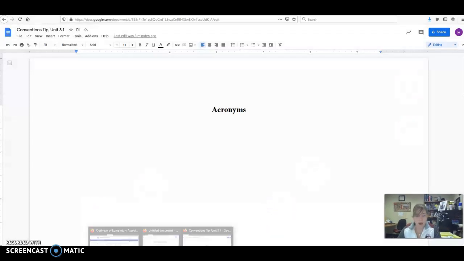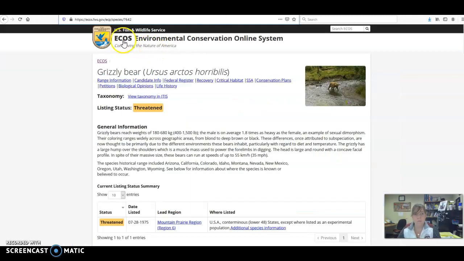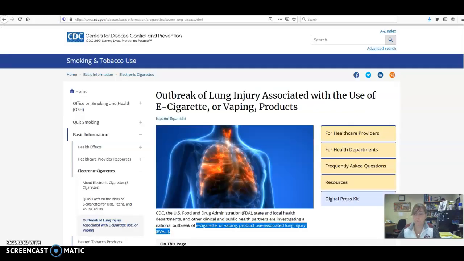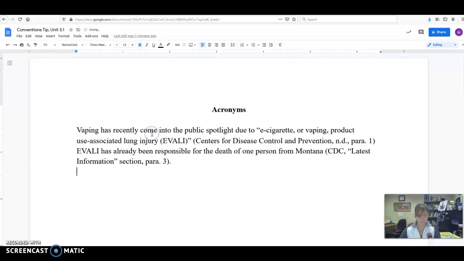All right, I've chosen information from a couple of articles. I have some from the CDC right here. I have one from the U.S. Fish and Wildlife Service, some organizations that you've probably heard of. If we were going to borrow information from these articles, it might look like this.